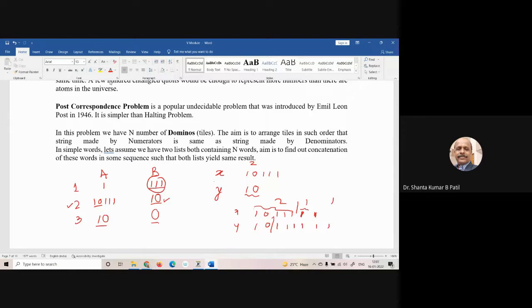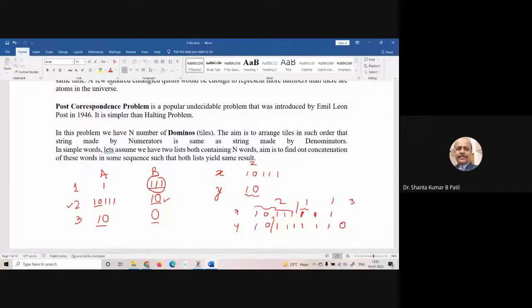So what will you do? Which one works? Now the B string is lengthier than the A string. Next, which one makes them equal? For example, if I take the third pair, in the case of Y it is 0, whereas in the case of X it is 10.